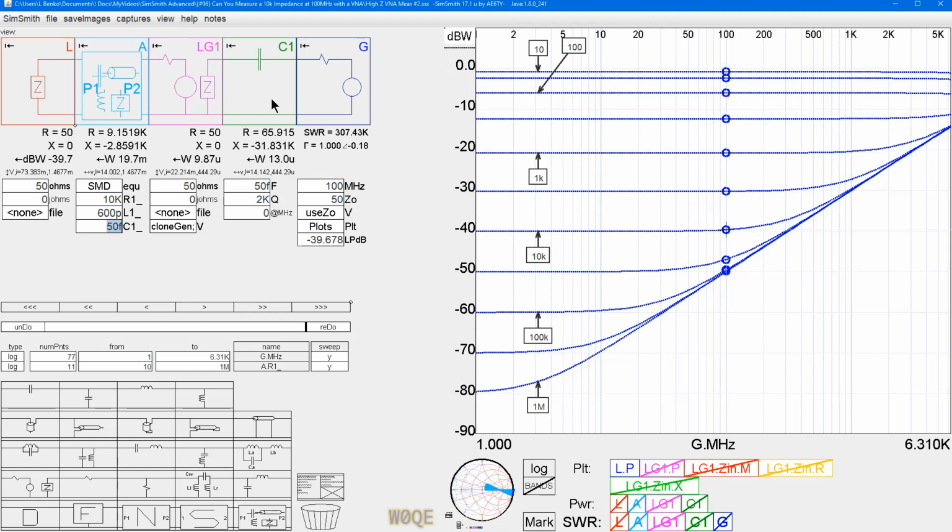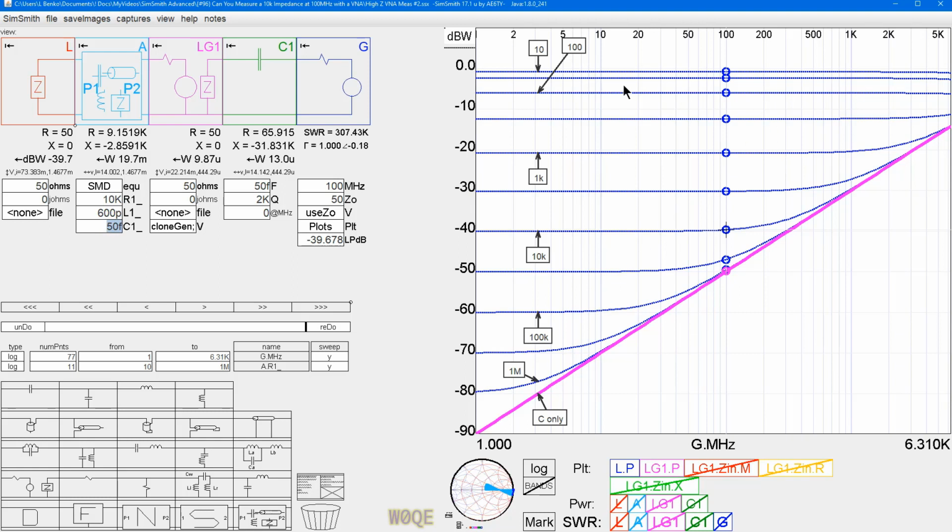Now over here, we're going to plot the result of a series capacitor in a series through circuit. Again, 50 ohm generator, 50 ohm load, a series through circuit. And that's LG1.P. And look at it. There's the 50 femtofarad value, which matches exactly what our circuit is.